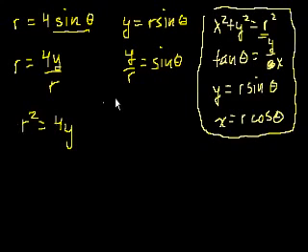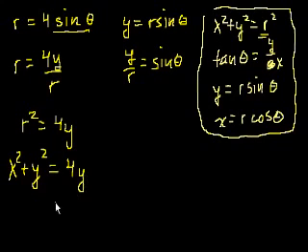And we know what r squared is equal to. That tells us right there, r squared is equal to x squared plus y squared. So you get x squared plus y squared is equal to 4y. And there we have it, at least in an implicit form. We don't have an explicit equation, but I think that's good enough for now.